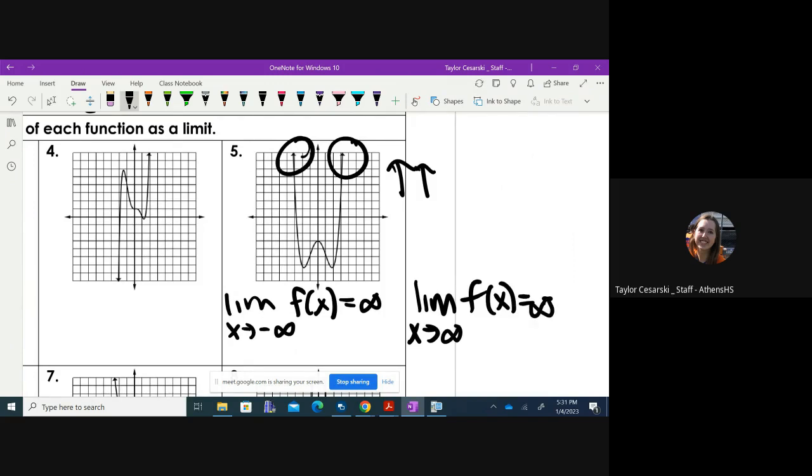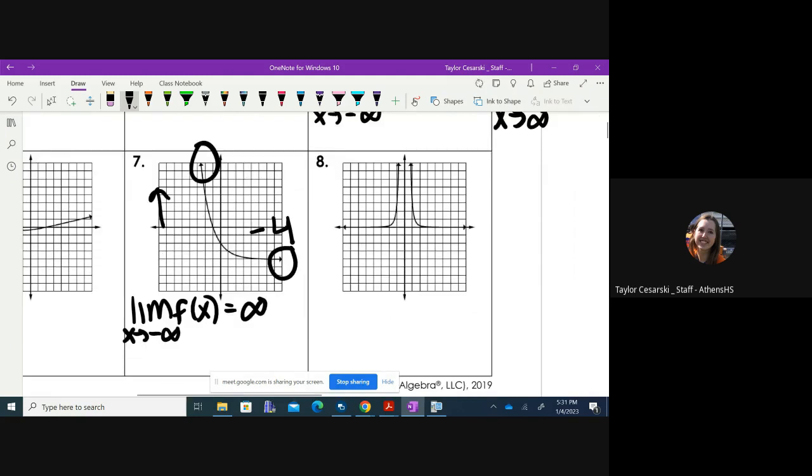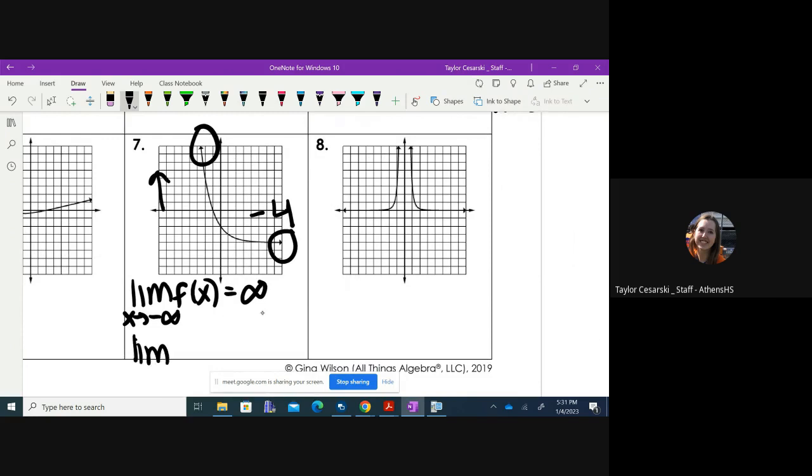Let's do one more. Number 7. So this time the left side goes up, the right side is getting closer and closer to -4 because there's a horizontal asymptote there. So the limit as x approaches negative infinity is still positive infinity because it's going up, but the limit as x approaches positive infinity is going to be equal to -4.